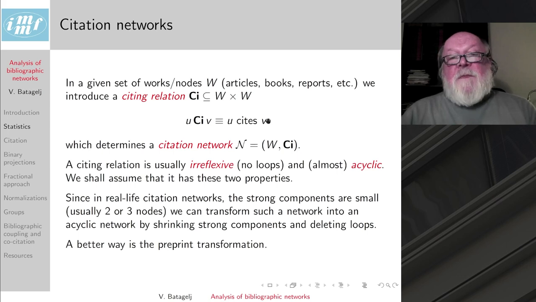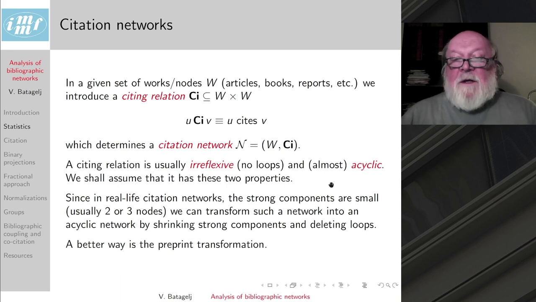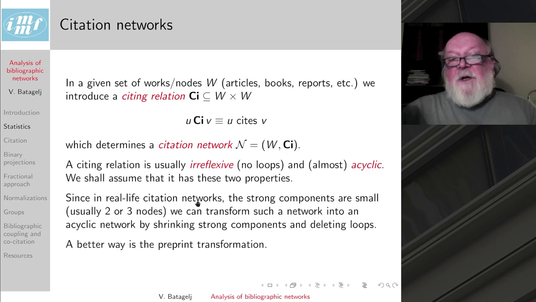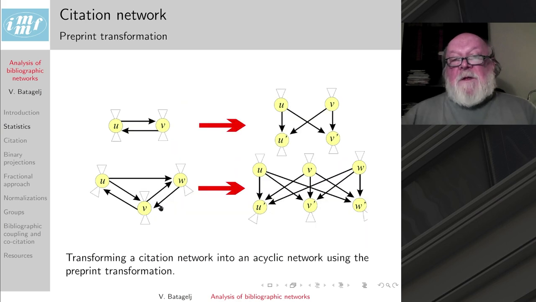Now, because these networks are almost acyclic, they can be transformed into an acyclic network. And there are different options. One is that we simply shrink the strong components into a single node. This is one option, which is not the best. A much better option is the so-called preprint transformation.